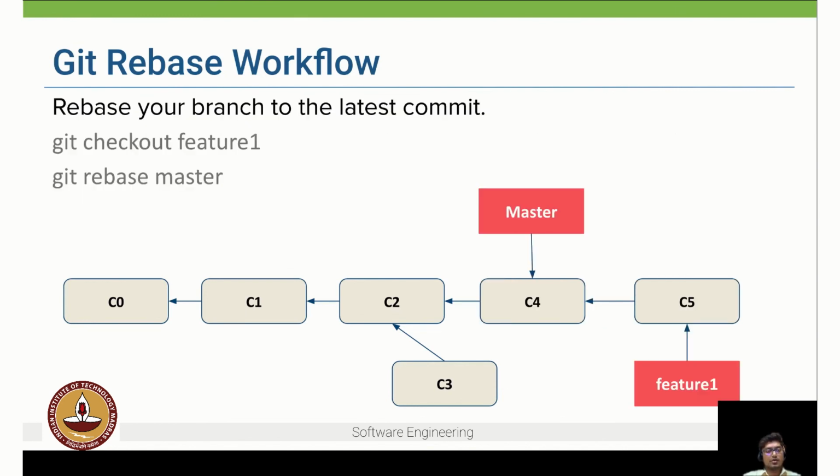You do git checkout feature 1 and then the command git rebase master. What will this do? This will take your feature 1 branch to C5. A new commit is created because your feature 1 has some more changes and it is rebased to the latest commit, that is C4 on master. So everything that is in C4 will be in C5 along with the new changes that are being implemented in feature 1.